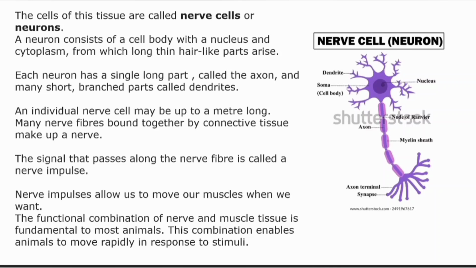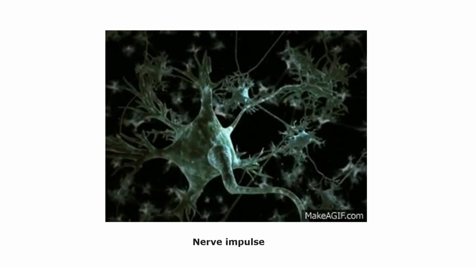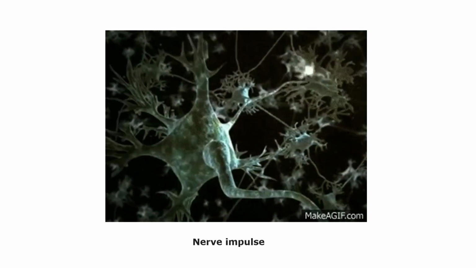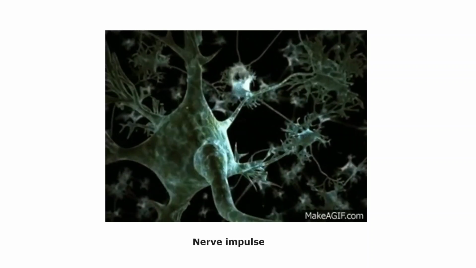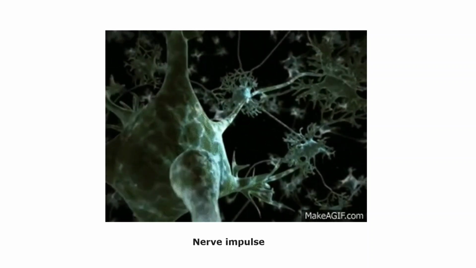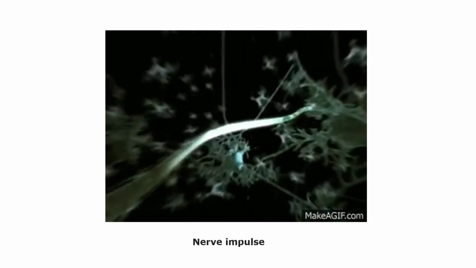Nerve impulses allow us to move our muscles when we want. The functional combination of nerve and muscle tissue is fundamental to most of the animals. This combination enables the animals to move rapidly in response to stimuli. Here I have shown how nerve impulses are transmitted through an AI image. You can observe this and you can see how nerve impulses are traveling throughout the nerve, as it is always happening in our body.